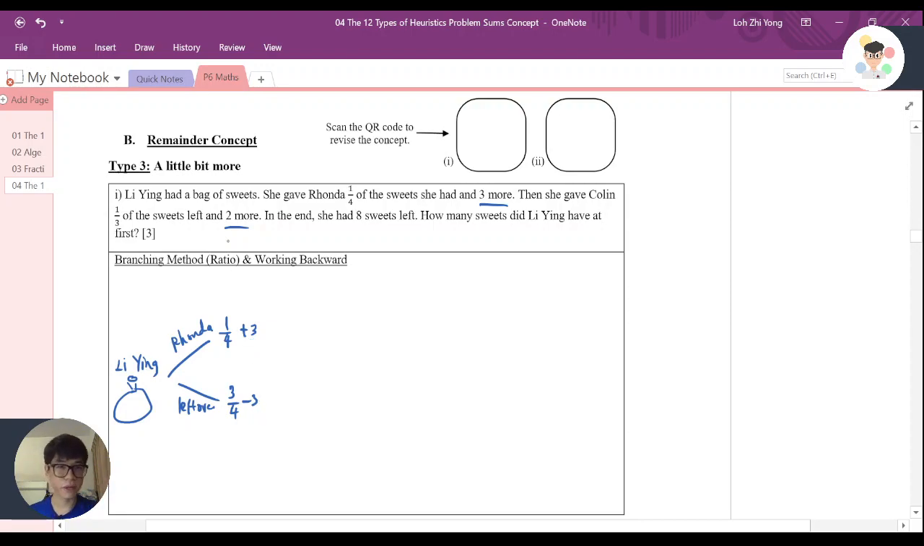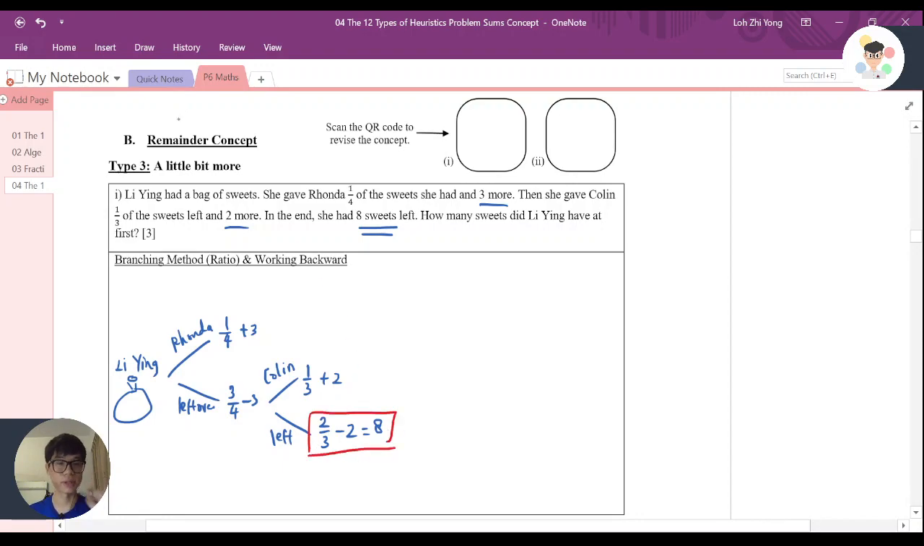Let's continue here. And she gave Colin 1/3 of the sweets left, basically this is leftover, and 2 more. So among this leftover, I give Colin 1/3 of the sweets left plus 2 more. And of course, if I give Colin 1/3 of it plus 2 more, I also have another leftover, and that leftover will be 2/3 minus 2. Let's look at the question. Here it is mentioned that in the end she has 8 sweets left. Basically, it means that this will be equal to 8, and this will be our main thing to solve.